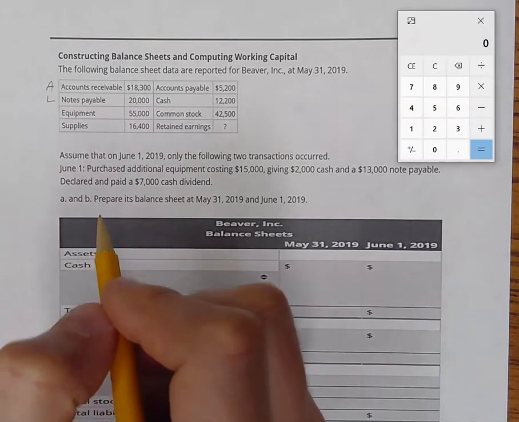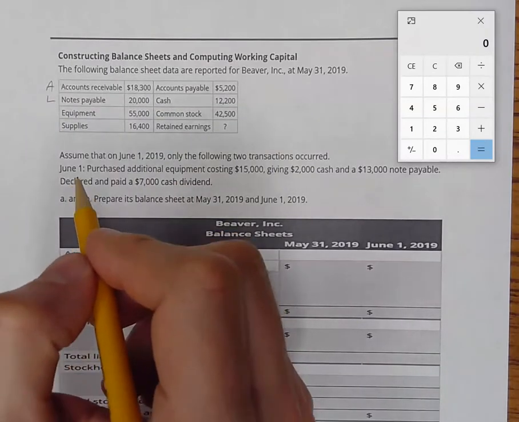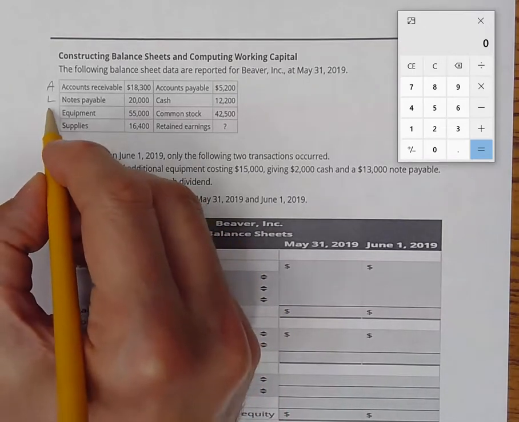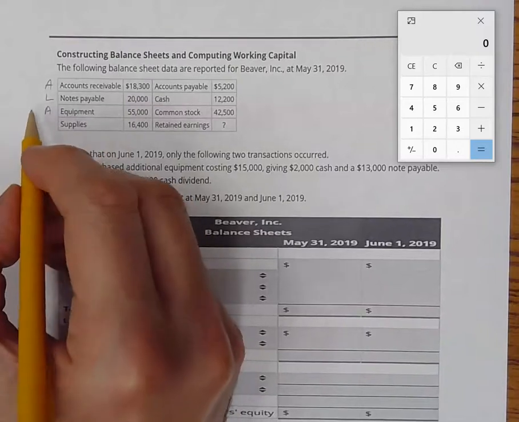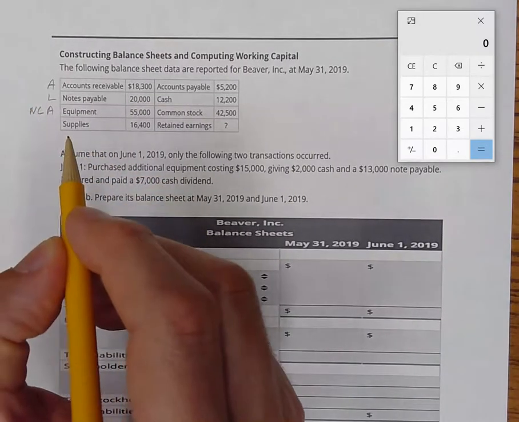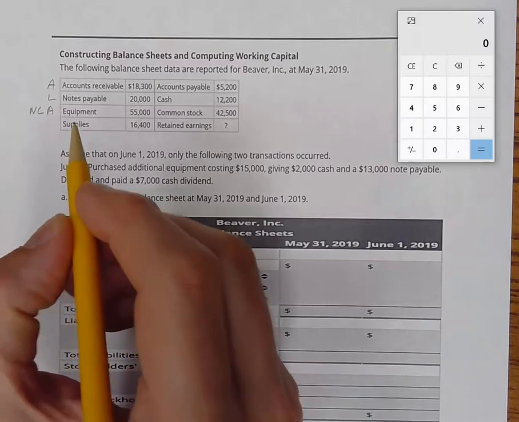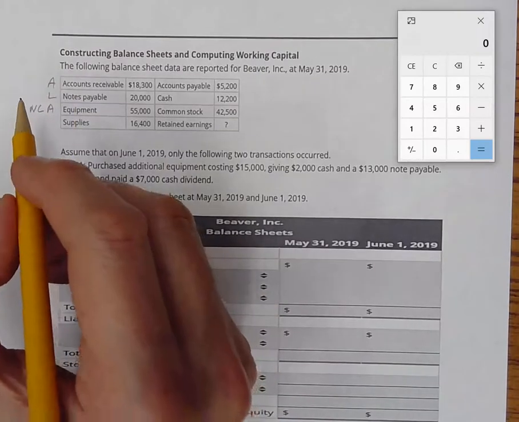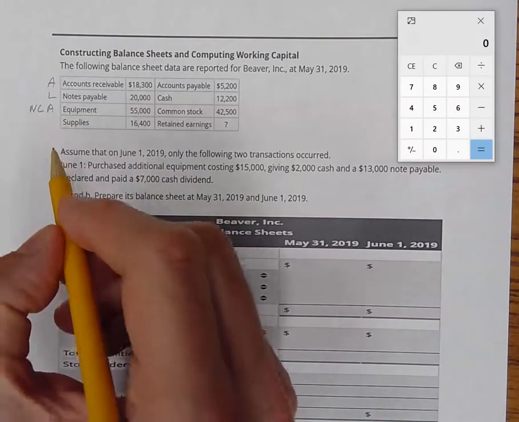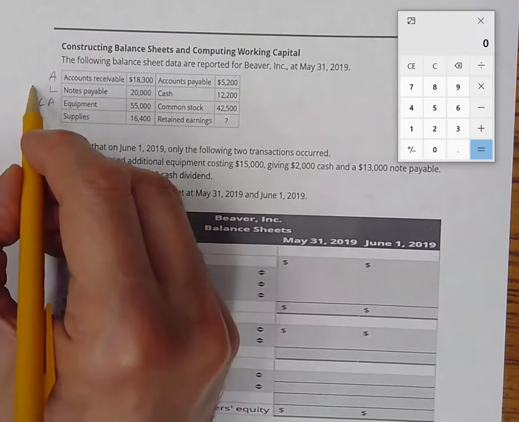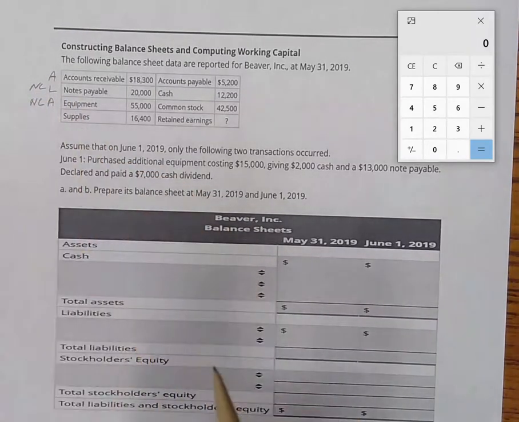Equipment is also an asset. Now, it is a non-current asset, but it is nonetheless an asset. Okay, and I'm actually going to change this to a non-current asset. So I'm going to leave this A here, and we'll just assume that that is a current asset, and that notes payable here is probably going to be a non-current liability.